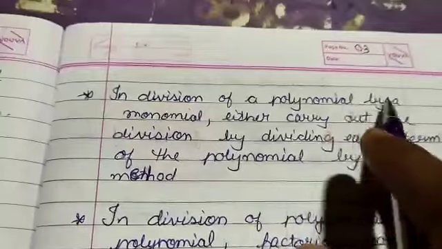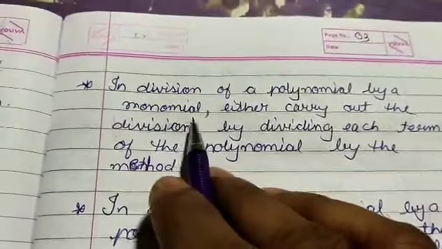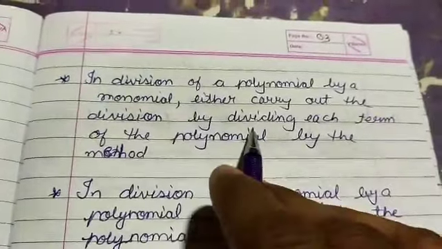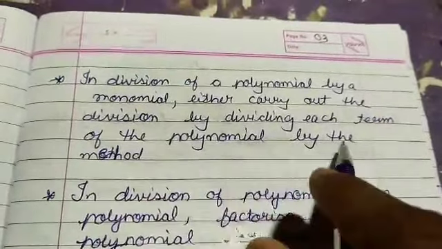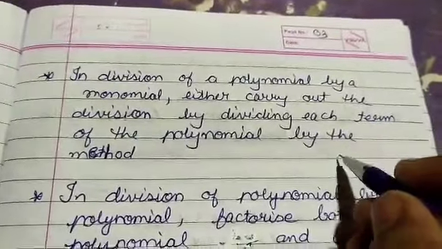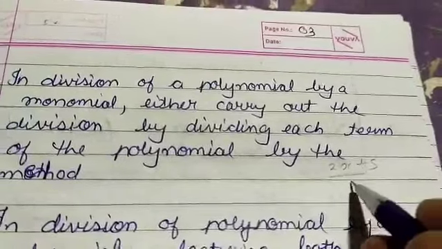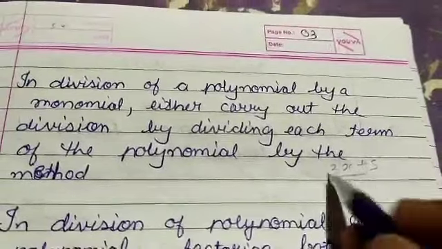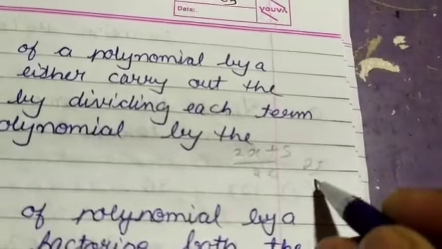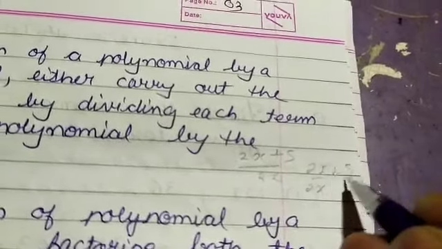Now in division of polynomial by monomial, it is carried out by dividing each term of the polynomial by the monomial. Means division of polynomial by monomial. Take for example here 2x plus 5 is there, it is divided by 2x. So each term you have to divide by 2x. Means 2x should be first divided by 2x, then 5 should be divided by 2x.